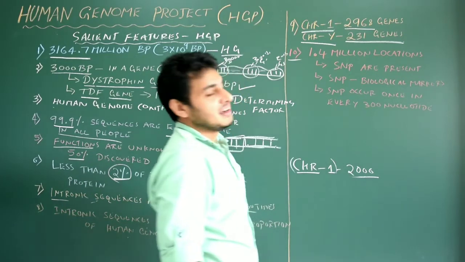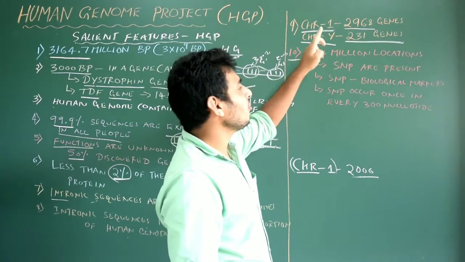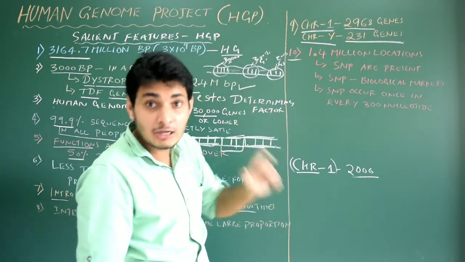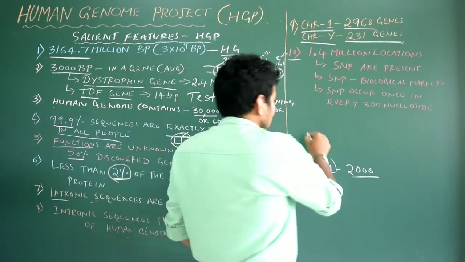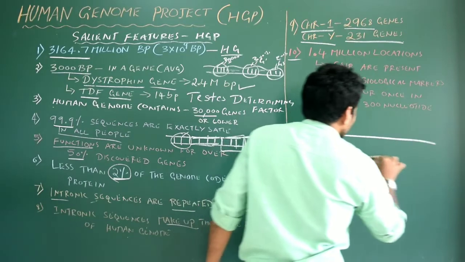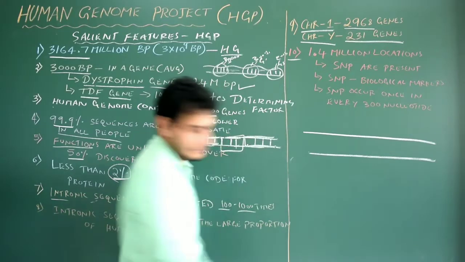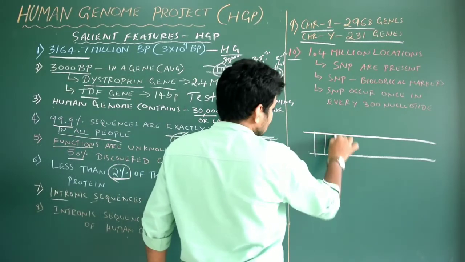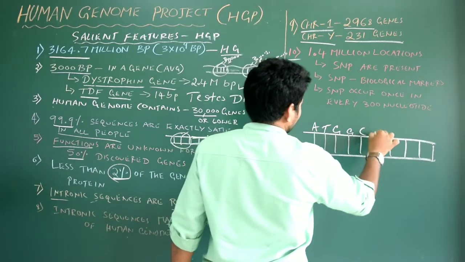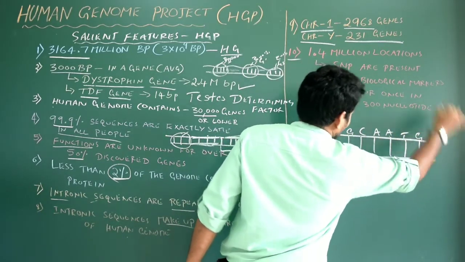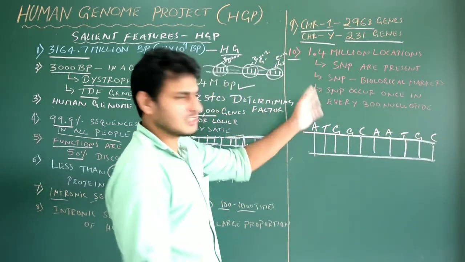Last one, they also identified that in the human genome there are about 1.4 million locations, not throughout, but at intervals, where polymorphism is seen. For example, we'll erase this and let us see. This is my genome. Let me simply write it, this is my genome throughout like this. There is no need of writing the complementary strand.